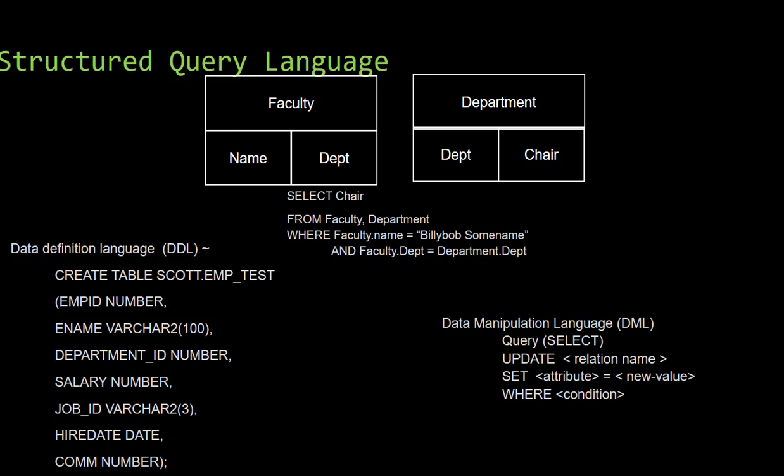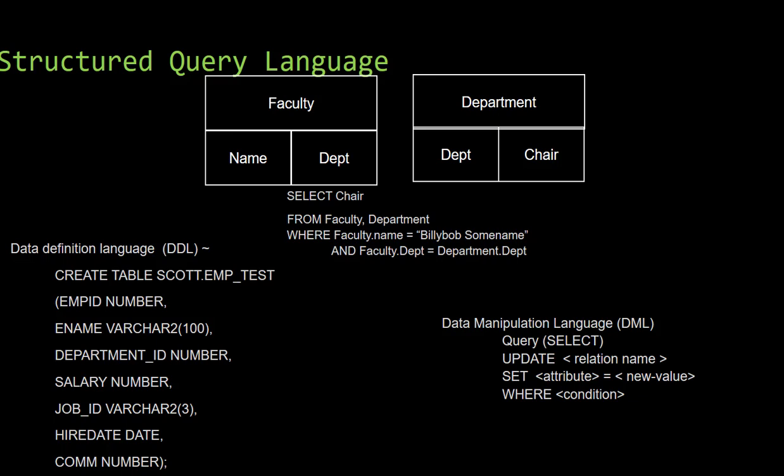It says select, and I want to select the chairs. I want all the chair information. From where? From both the faculty and the department tables that meet what conditions? That's where the where clause comes from. Where the name column from the faculty table, we use that dot notation, faculty.name, that says where the data is and what data I want. And I want anywhere in the name column of the faculty table that's equal to Billy Bob some name.